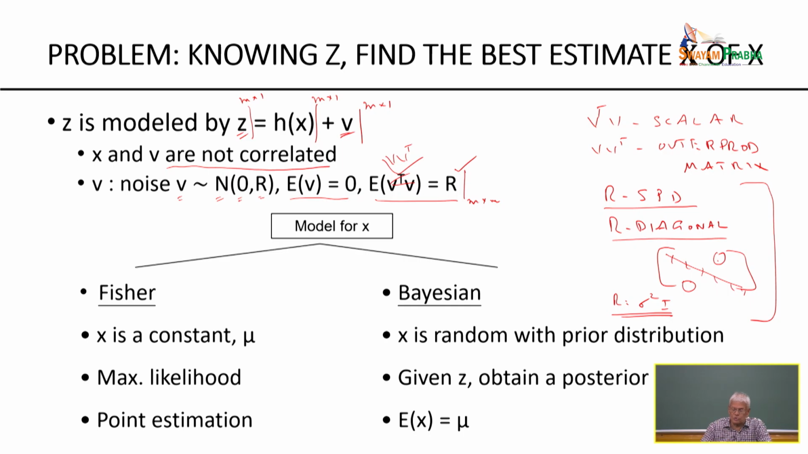Now, there are two approaches. There are two ways to model the unknown state. One is due to the Fisher school, Reynolds-Fisher. Another is the Bayesian school. In the Fisher school, it's assumed that x is a constant mu. The unknown parameter to be estimated is a constant.